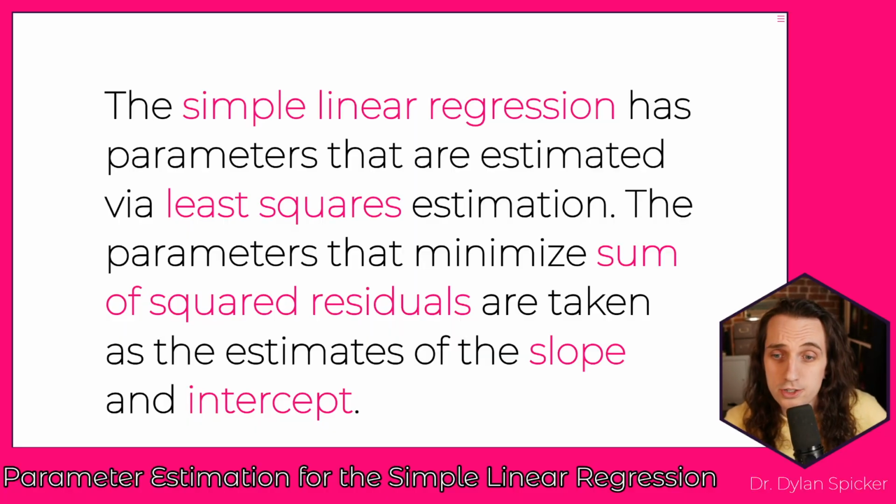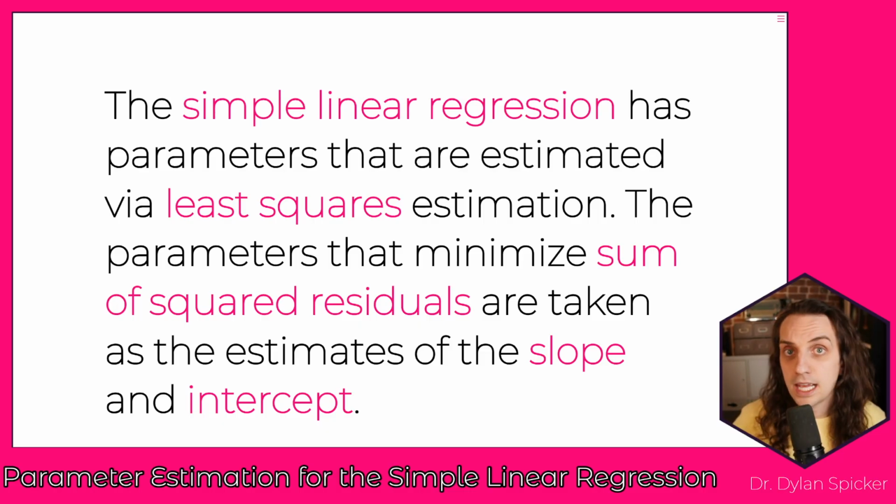So simple linear regression is going to have parameters that are estimated via least squares estimation. The parameters that minimize the sum of squared errors are taken as estimates for both the slope and the intercept. Notably, these are parameters that we can actually calculate, assuming that we have a few different summary statistics. Specifically, if we have our sample means, our sample variance, and our sample covariance, we're able to calculate these.